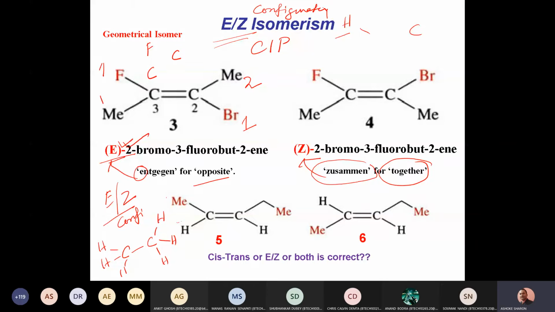I was saying that 3 and 4 are better explained by E and Z, and 5 and 6 we can explain both ways. So Nishank, what would you like to ask? Can you say your question? Can you type again exactly what you want from me? Nishank, can you type what you didn't understand?